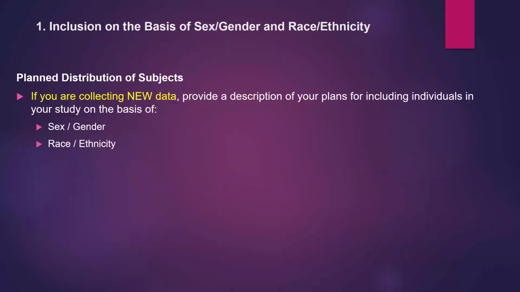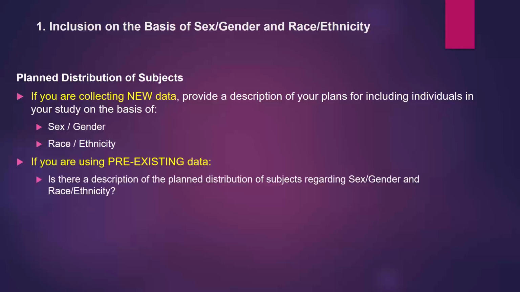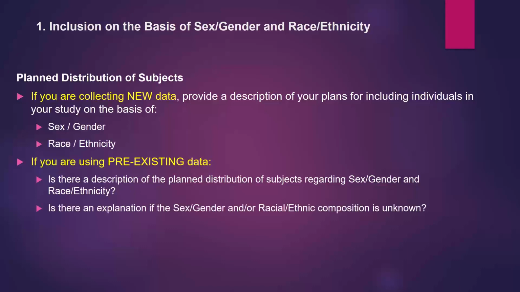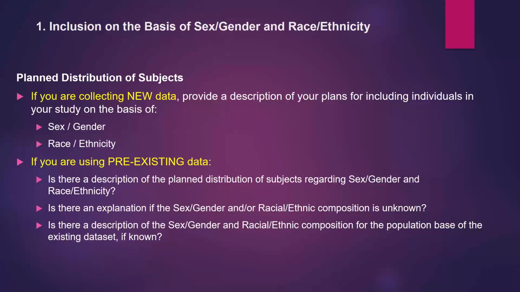So for planned distribution of subjects, if you're collecting new data, provide a description of your plans for including individuals in your study on the basis of sex and race ethnicity. If you are using pre-existing data, say for your K99, is there a description of the planned distribution of subjects regarding these variables? Is there an explanation if the composition is unknown? And is there a description of these variables for the population base of the existing data set if known?